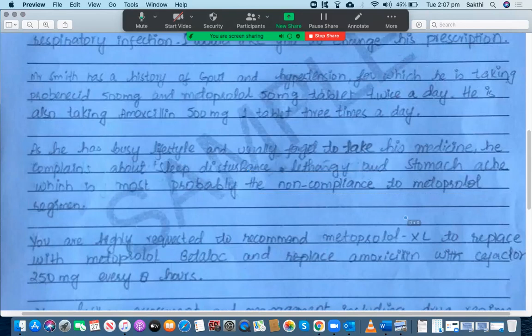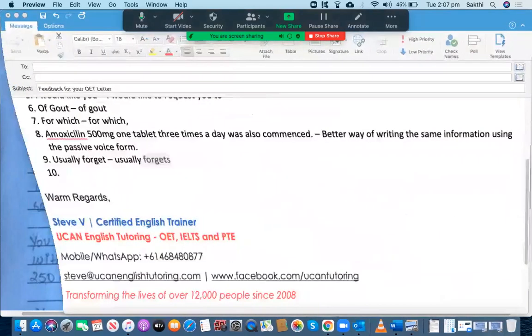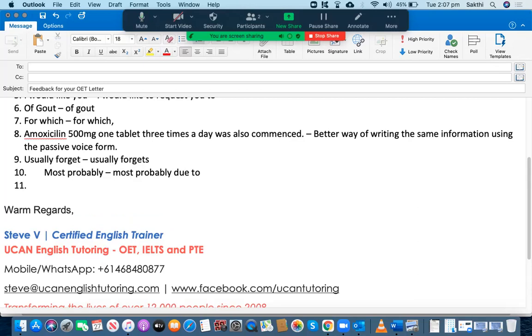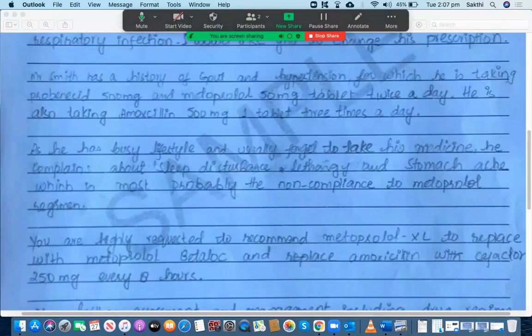Yes, you should have mentioned which is most probably... Okay, wait a minute. Most probably you shouldn't write it like that. You should write down this one: most probably due to, or because of. You should have mentioned at least one of the phrases. Because of the non-compliance to whatever the medication.